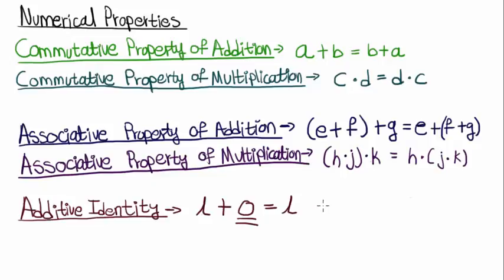To put this into perspective, let's say you have some number such as 4. So 4 plus 0 will give you an answer of 4. In this case, the additive identity is 0. Therefore, 0 is always the additive identity for any number.